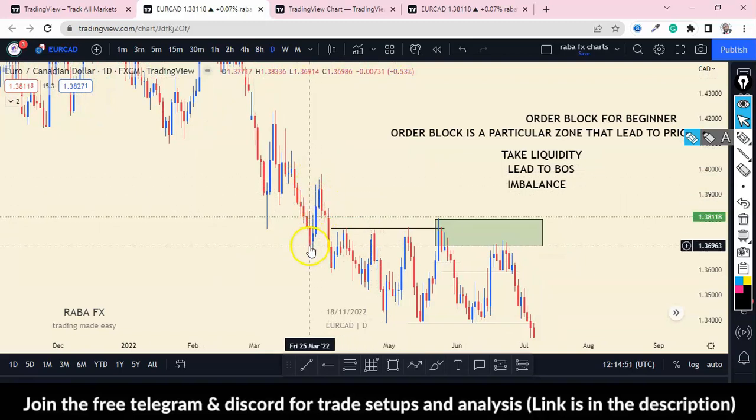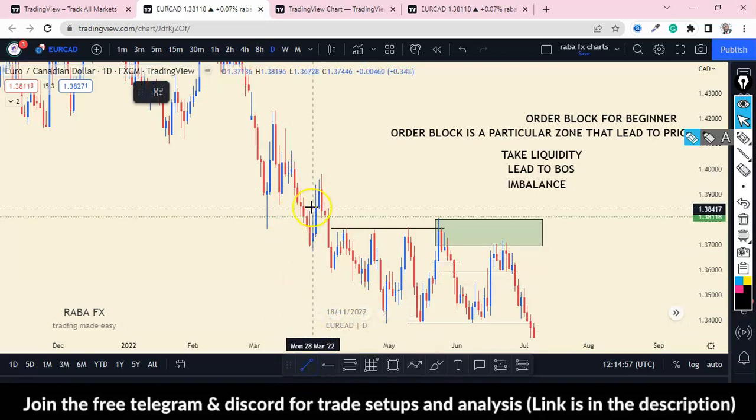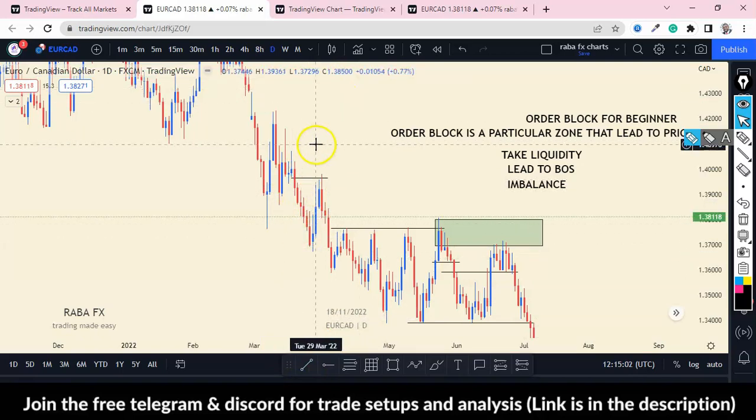Now, another example of a good order block is this here. You can see all this move created what? Liquidity grab. It took liquidity. That is the manipulation there. Tapping into another form of zone. Then created a break of structure. As you see here, we have a break of structure.